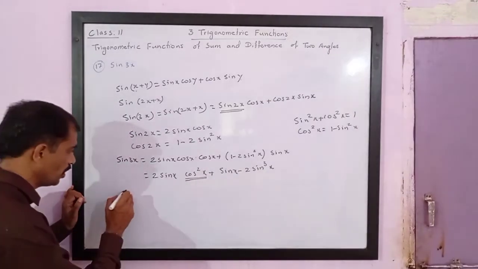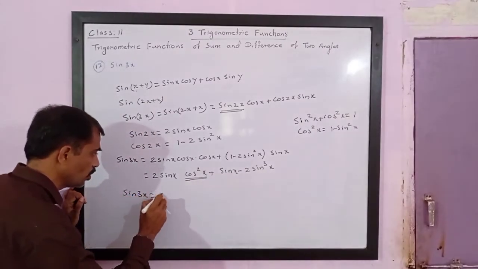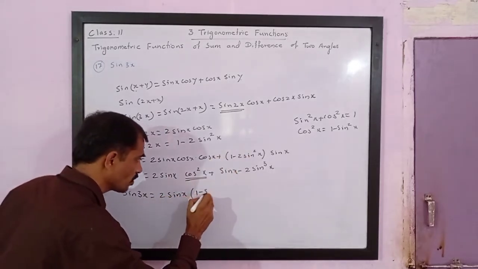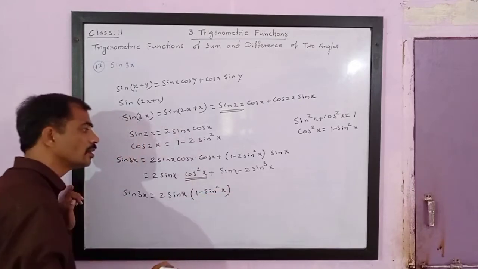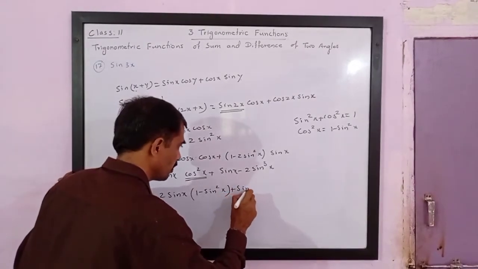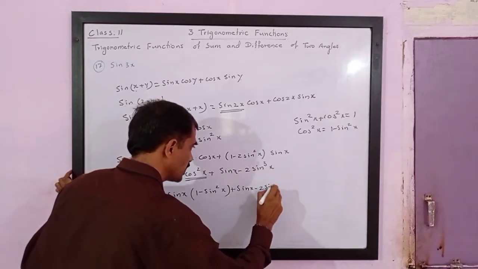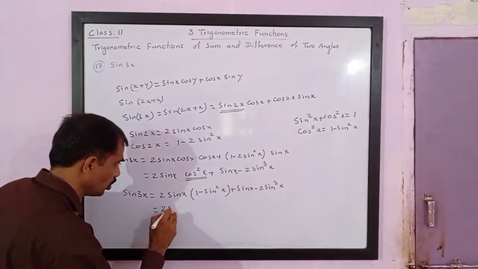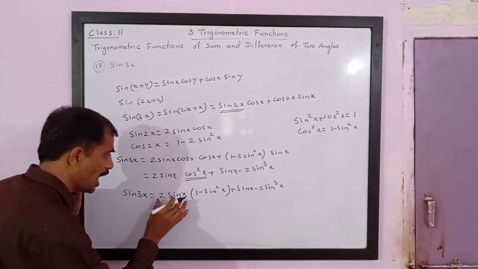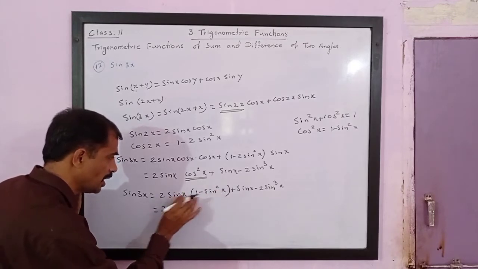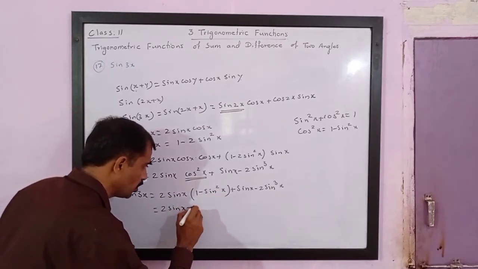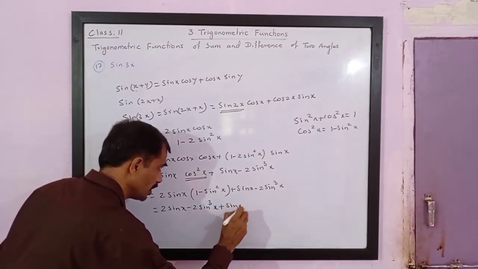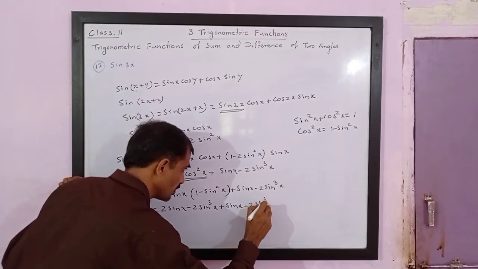Hence sin 3x is equal to 2 sin x multiplied by cos square x, which is 1 minus sin square x, plus sin x minus 2 sin cube x. Here if you multiply this inside, you will get 2 sin x into 1 is 2 sin x, and 2 sin x into sin square x, this is multiplication, so power will increase by 1, you will get 2 sin cube x, plus sin x minus 2 sin cube x.